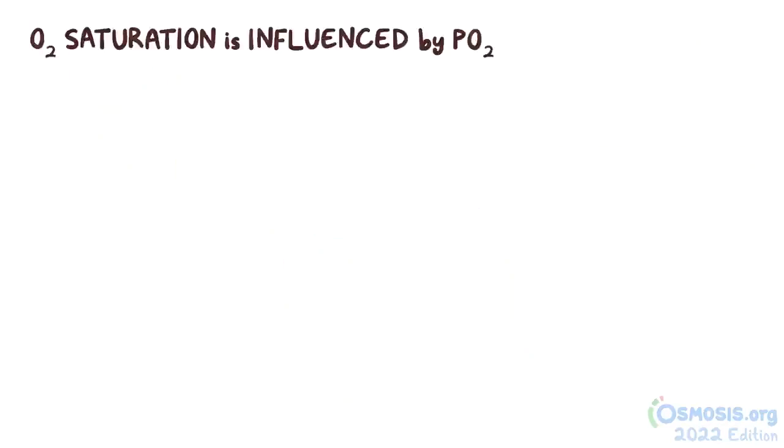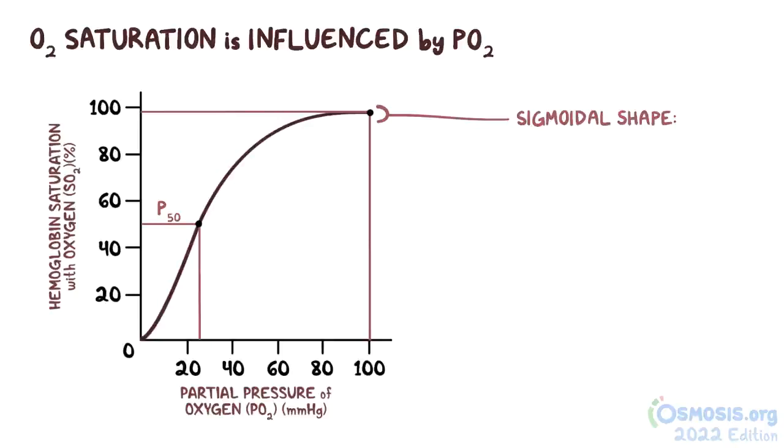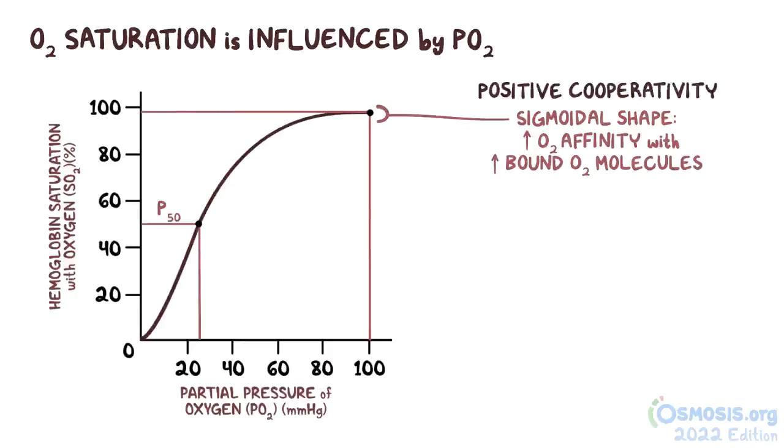The main factor that influences oxygen saturation is the partial pressure of oxygen in the blood, measured in millimeters of mercury. So, for example, at a partial pressure of 25 millimeters of mercury, hemoglobin proteins might be 50% saturated, called P50. And at a partial pressure of 100 millimeters of mercury, they might be 98% saturated, meaning most are fully saturated. And when these points are plotted, the curve takes on a sigmoidal shape. In practical terms, the sigmoidal shape means that hemoglobin has an increasing affinity for oxygen as the number of bound oxygen molecules goes up. So binding that fourth oxygen molecule is a lot easier than binding that first oxygen molecule. This is called positive cooperativity.